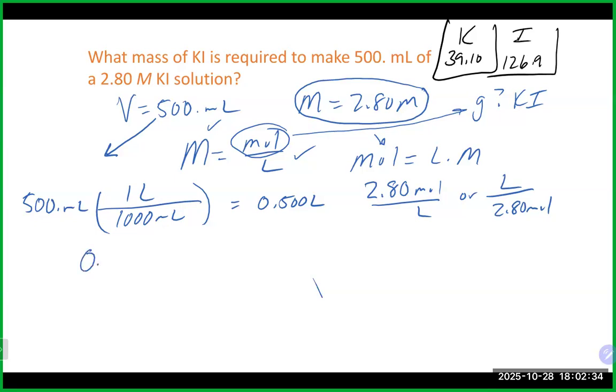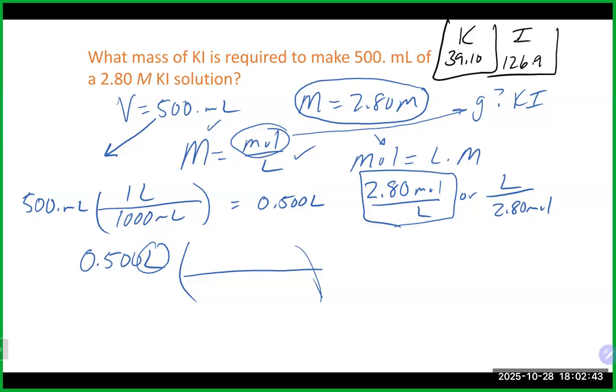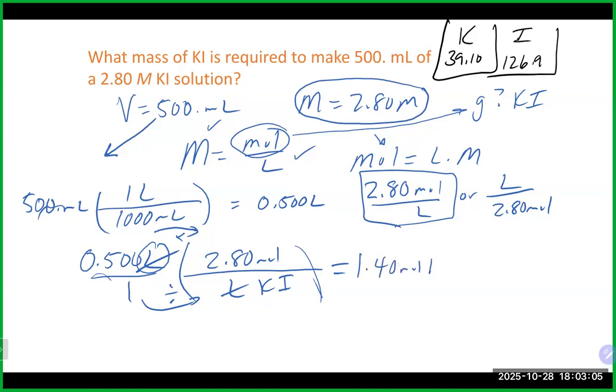So if I take the 0.5 liters, all you have to remember again is opposites cancel. So liters are up on top. To make it work, we would need liters in the opposite location, which is on the bottom there, and moles per liter of KI. Again, we multiply the top, divide the bottom. Liters cancel, and that will give us how many moles of KI we need, which in this case looks like it's 1.4 moles of KI.